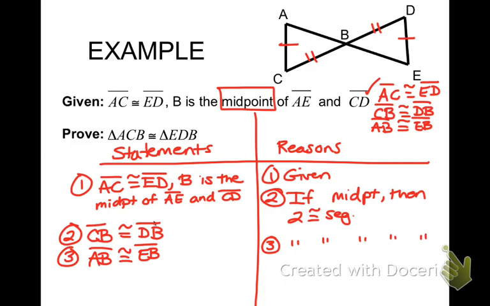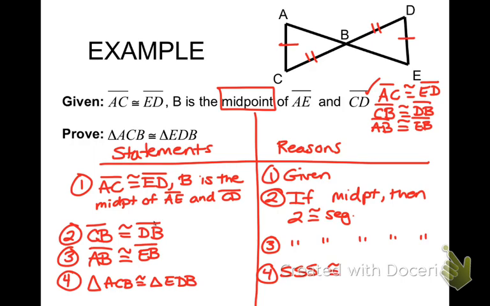So now you have all 3 sets of congruent corresponding parts. So your last line will be your prove line. Because all 3 of those corresponding sides are congruent to each other, then triangle ACB must be congruent to triangle EDB because of side, side, side congruence. Okay.